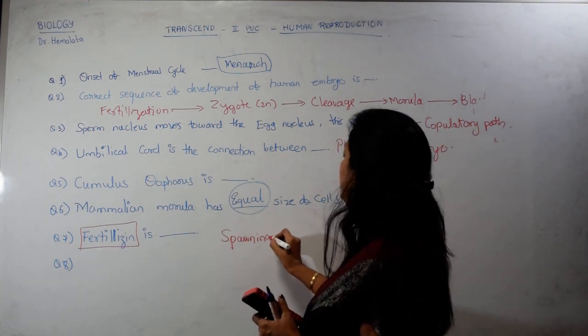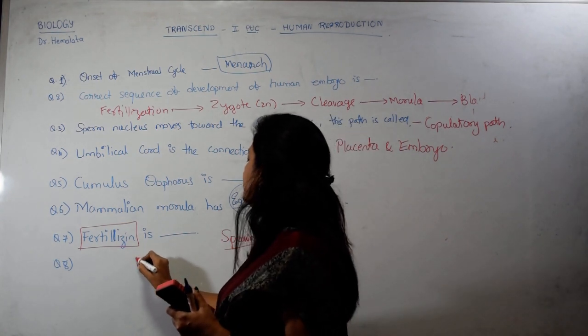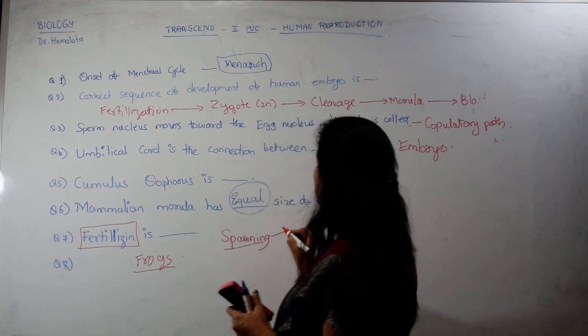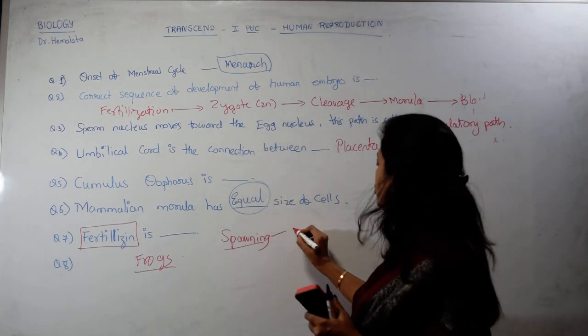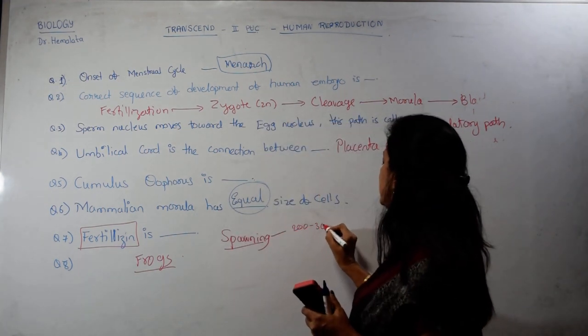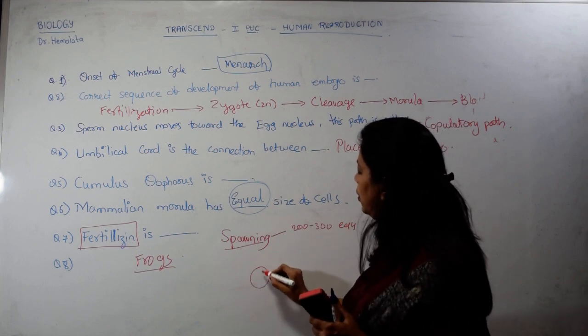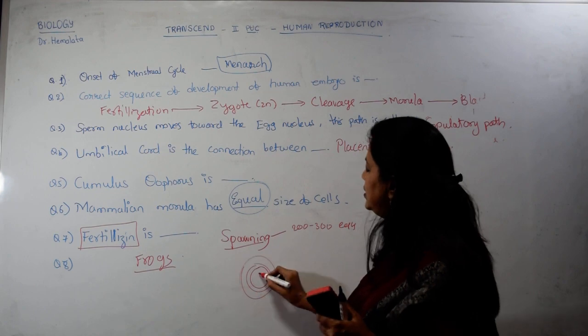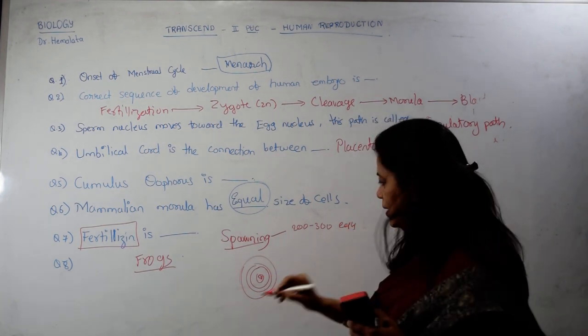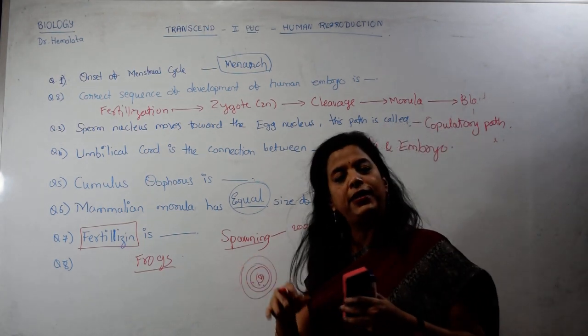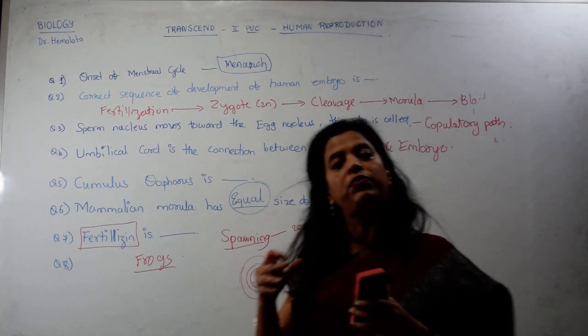Spawning, right? What I am explaining is fertilization in frogs. First thing is spawning. Spawning is release of around 200 to 300 eggs with jelly coat. In frog, you will have the egg with 1, 2 or 3 layers of jelly coats, right? And there will be yolk in the lower area. So, like 200 to 300 eggs are released from the female frog with the help of the male frog.